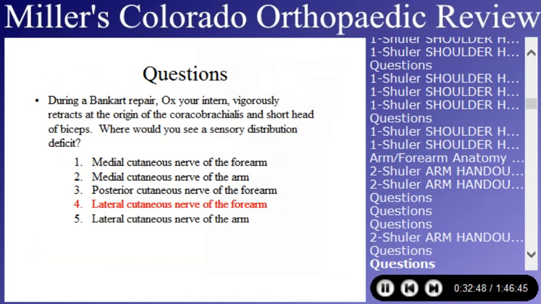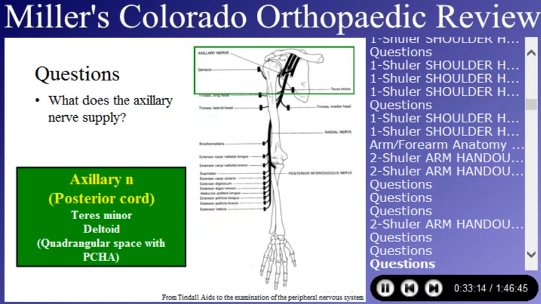Bankart repair, and the assistant is retracting. You already know you're in trouble when the assistant is retracting vigorously at the origin of coracobrachialis, the short head of the biceps. Where would you see a sensory distribution deficit? He's now stretching the musculocutaneous nerve, so the lateral antebrachiocutaneous. So where? Lateral cutaneous nerve of the forearm. And the reason why they get you there, you've been calling it lateral antebrachiocutaneous, it's also known as lateral cutaneous nerve of the forearm, instead of lateral arm. Axillary nerve, what is the supply? Teres minor, deltoid. Don't forget it travels the quadrangular space.